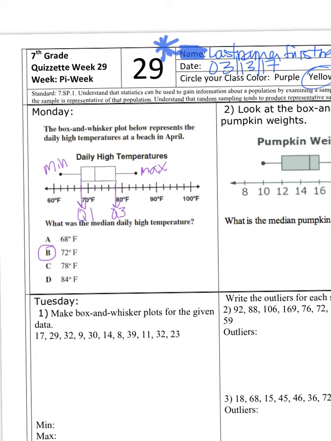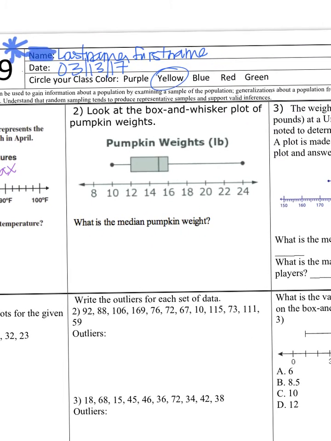You will also be asked to write this on number 2. Okay? So let's write it. So this right here we know is our minimum. This right here we know is our maximum. This line right here is our Q3. This line right here is our Q1. And this is our median, or our Q2.